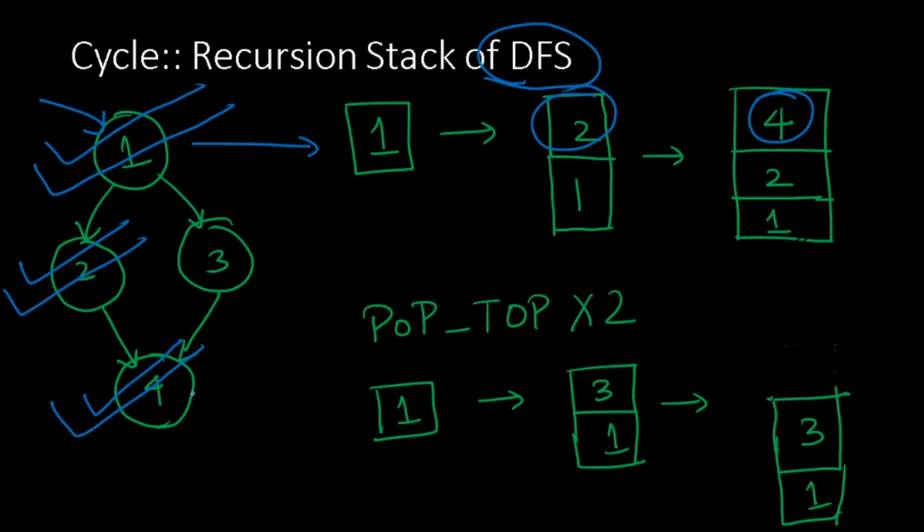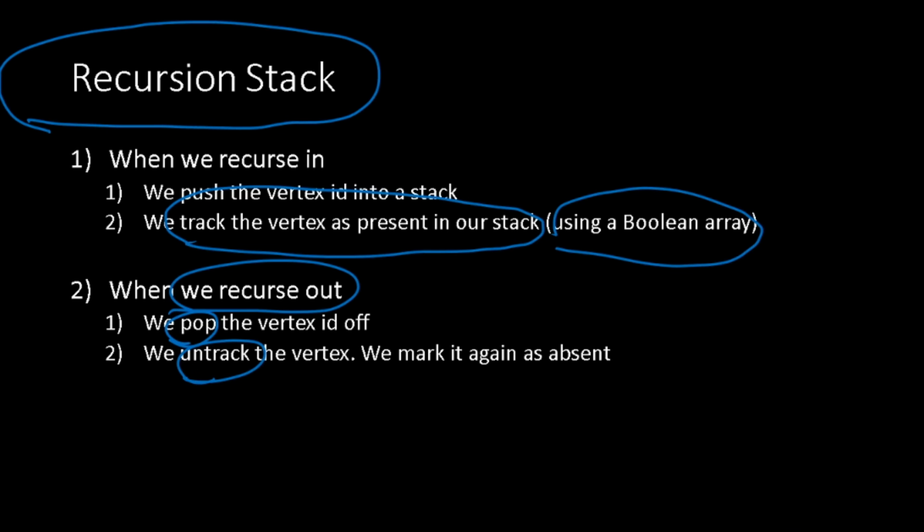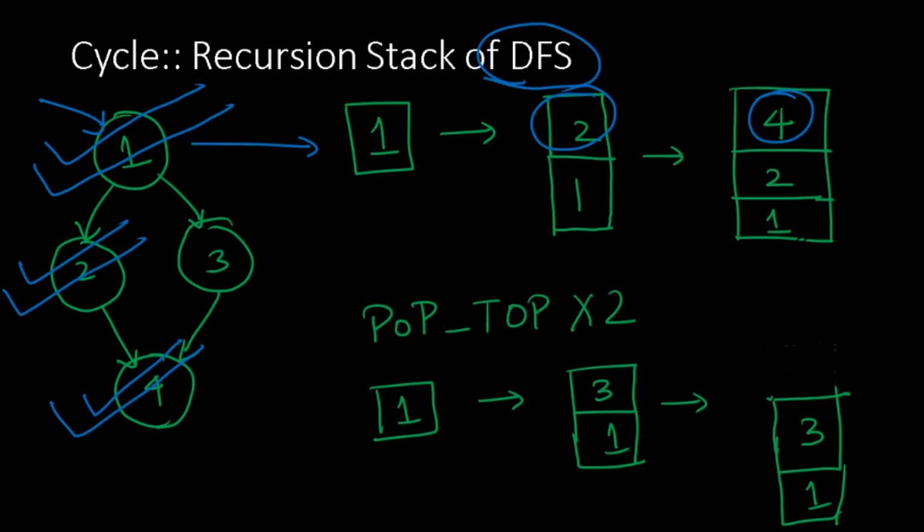Does 4 have any more children? No. So what does the second aspect of our algorithm say? We pop and we untrack. So we pop 4, we untrack 4. Same for 2. Does it have any unvisited child? No. So we pop 2 and we untrack 2. Does 1 have any unvisited child? Yes. So repeat the operation.